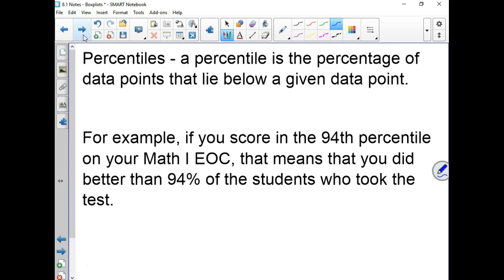So those are all places that you may see percentiles. Be careful to know that it does not mean your score. It's the percentage that lie below. So it's the percentage that you are higher than.